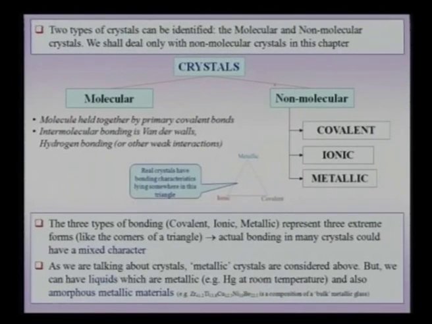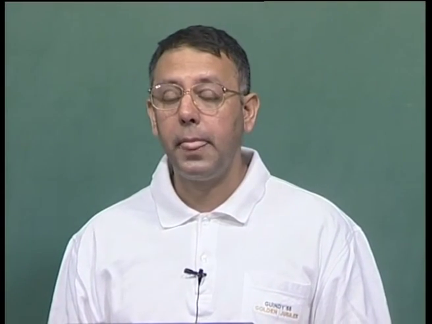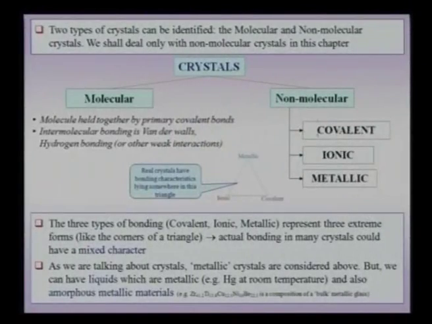So, I have to remember that crystals can be molecular or non-molecular. Molecular crystals have primary bonds which form the molecule, typically covalent, but the interatomic or intermolecular forces which lead to the formation of the crystal are van der Waals type or other weak kinds of interactions. Non-molecular crystals could have covalent, ionic or metallic bonding characteristics, and typical crystals could also have a mixed characteristic between metallic, ionic and covalent.